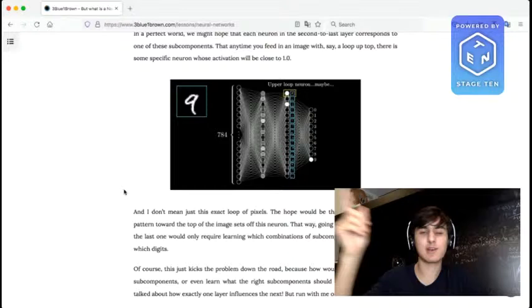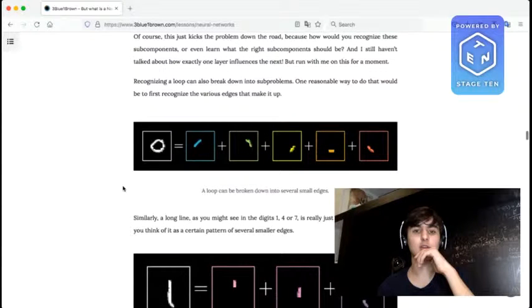And I still haven't talked about how exactly one layer influences the next, but run with me on this for a moment. Recognizing a loop can also break down into subproblems. One reasonable way to do that would be to first recognize the various edges that make it up. This loop is broken up into small little lines. Similarly, a long line, as you might see in a 1 or a 4 or a 7, is really just a long edge, or maybe you can think of it as a certain pattern of several smaller edges.